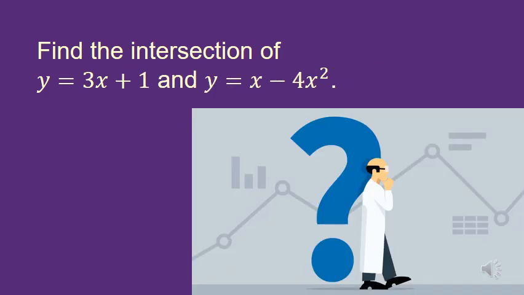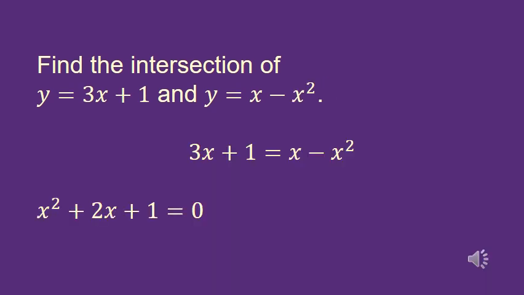And here's basically that same thing. We're supposed to find the intersection of 3x plus 1 and x minus 4x squared. Again, if you want to pause the video and work that out, that would be a good thing. So first we set those two functions equal to each other, and then I've got to get everything on one side. I moved everything over to the left-hand side, and I also made a point of putting it in standard form with the x squared first. You're going to end up with x squared plus 2x plus 1 equals 0.